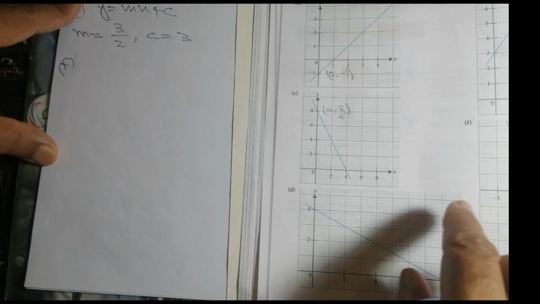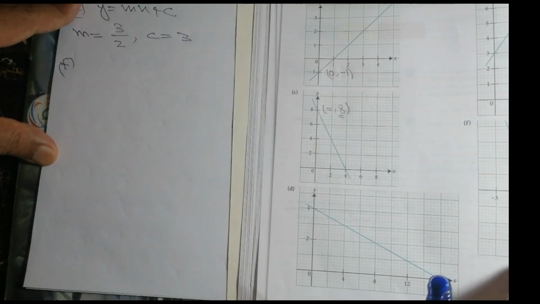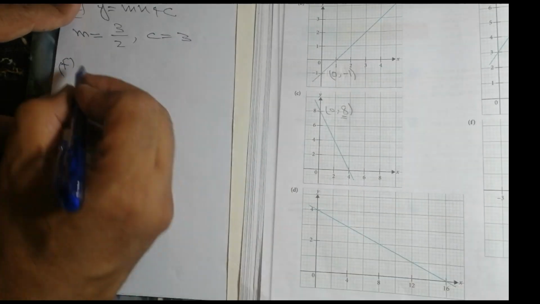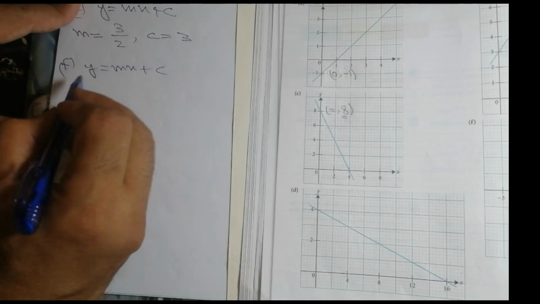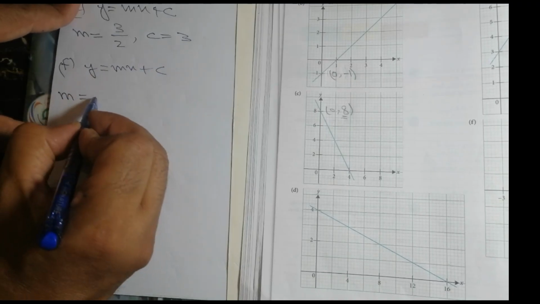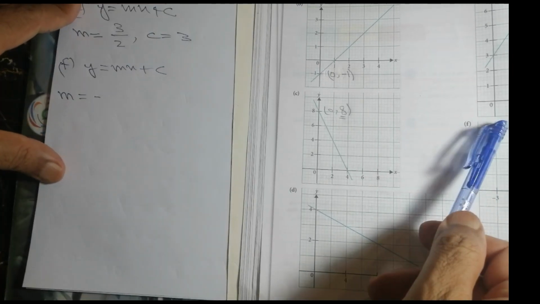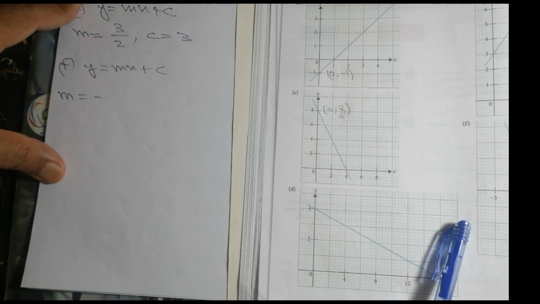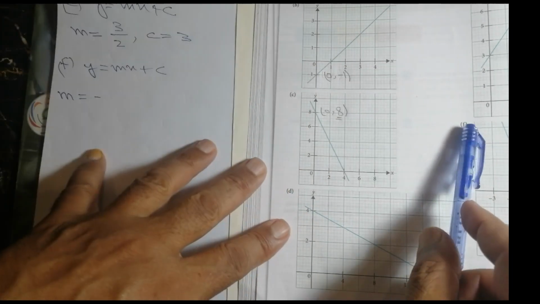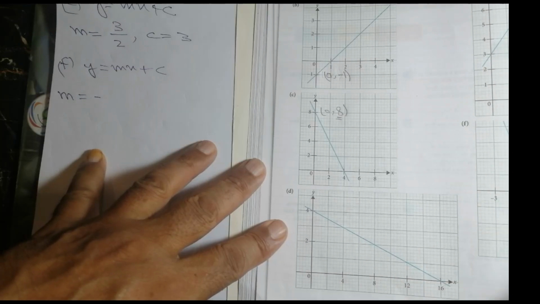For this line, from left to right, it is a downward direction, so its gradient will be negative. The standard equation of the line is this one, and its gradient will be negative, because the direction from left to right is downward, so the sign is negative. And what is the magnitude of the gradient? This is horizontal, and from here to here this is vertical.